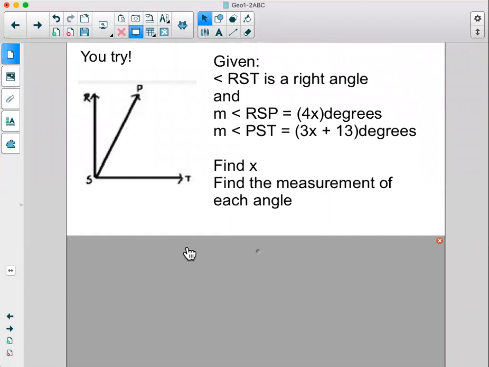So pause the video, practice on your own paper, and then press play.